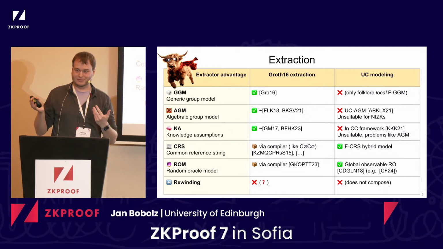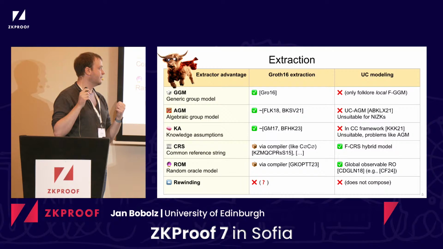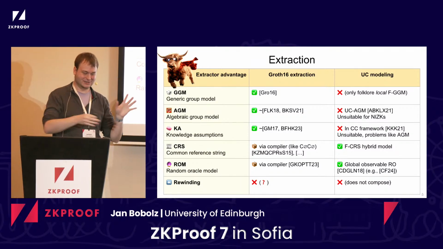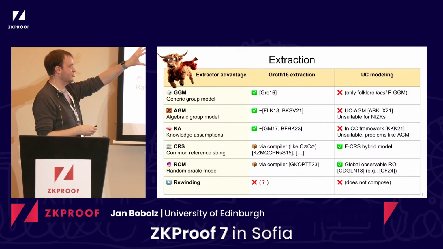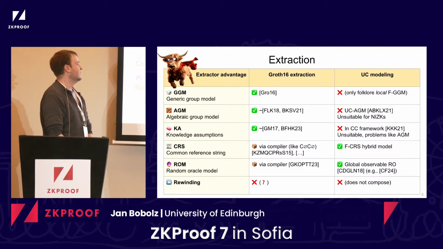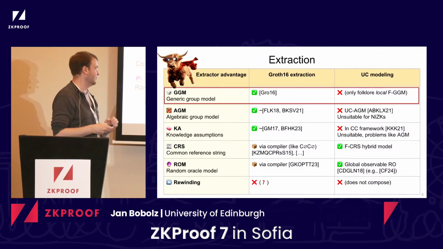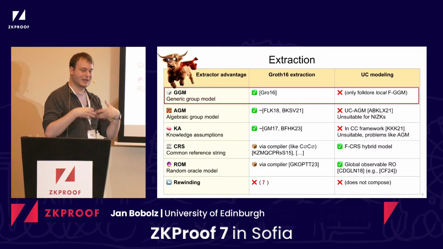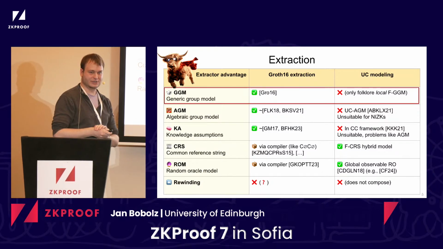And as usual, if someone gives you such a table, you should expect that our goal is to make one of these rows just green check marks. And what we are going to do is to make the first row work. So we want to use the generic group model, and what we'll have to do for this is to make the generic group model work in UC.